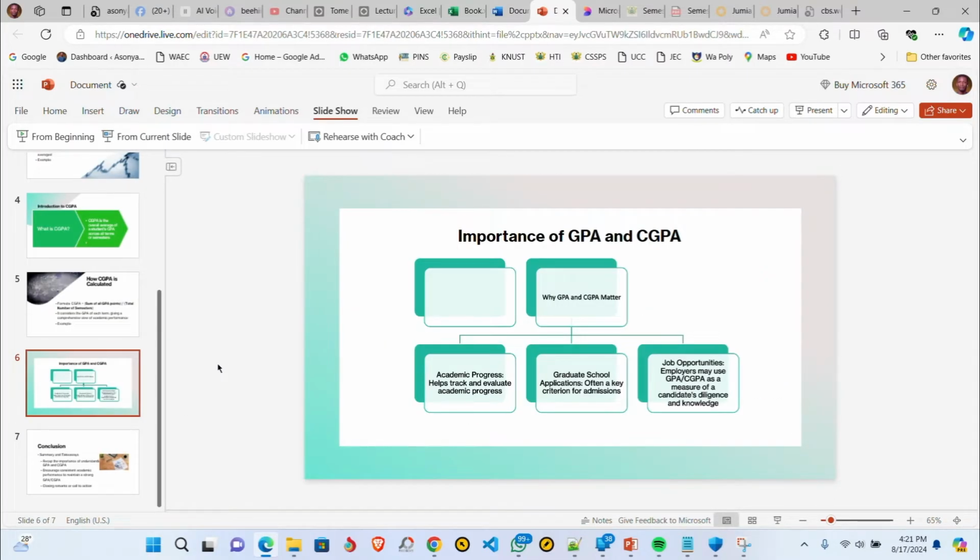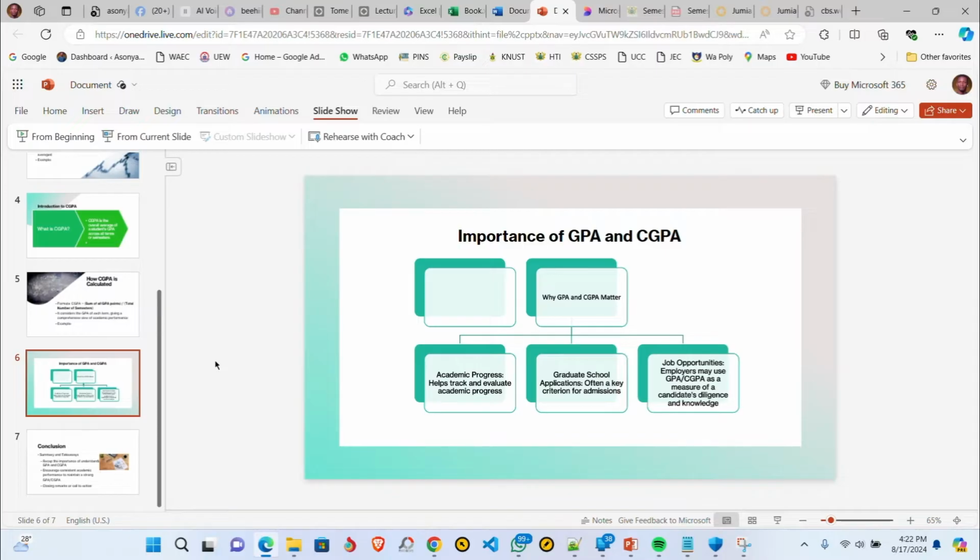Now let's look at why GPAs and CGPAs are important. First of all, you need them for your academic progress. In some schools, when you have to do your top-up or continue your education, they require you to present your transcript, and this transcript contains your detailed CGPAs and GPAs.